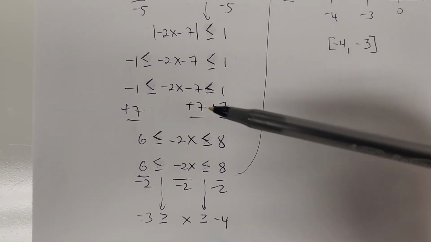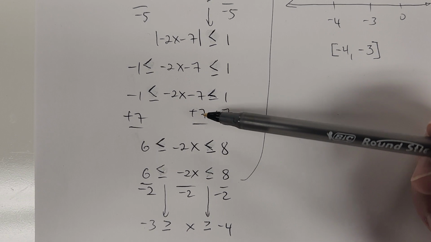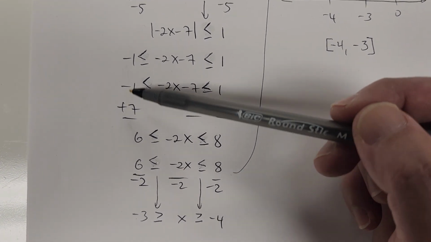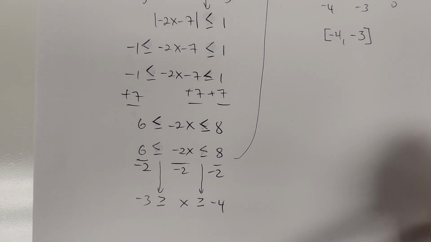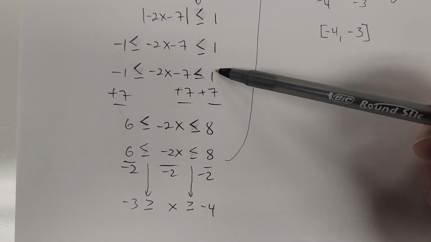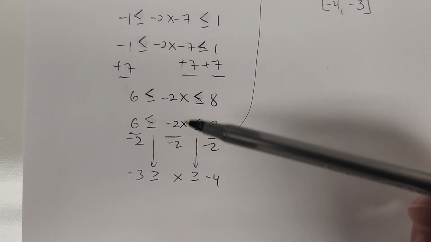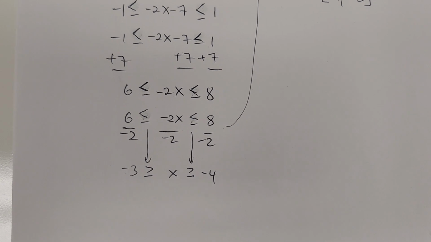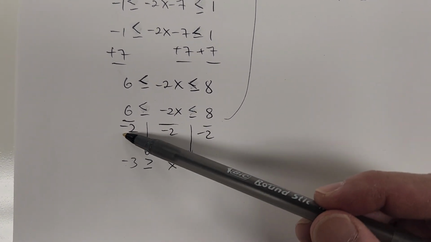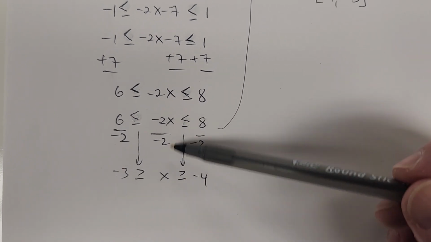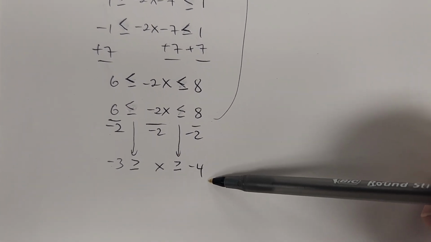Okay, next we want to solve the middle. So add 7 to both sides, left and right, so that gives me 6, -2x, 8. Next, divide by -2 because I want x to be by itself. So divide by -2 on the left and also on the right. So that gives me -3, x, and -4.